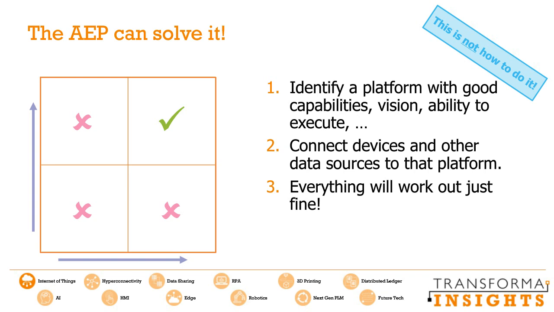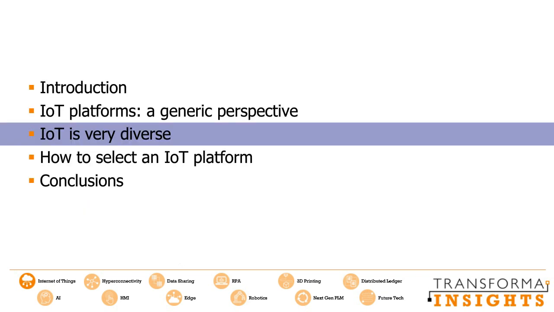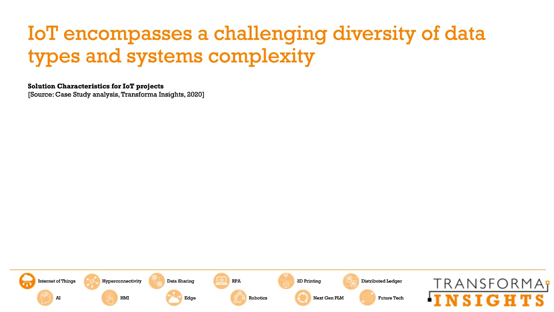There's quite a lot more complexity under the hood, and that's what I'm going to talk through in these next few slides about just how diverse IoT is. So it's worth spinning back a few steps and looking at the situation from a higher level and then coming back to platforms and understanding what the differences are and how to go about selecting them. So IoT encompasses a challenging diversity of data types and systems complexity. And what I'm going to show on this slide, and it will build over time, is extracts from a case study database that we've built at Transformer Insights.